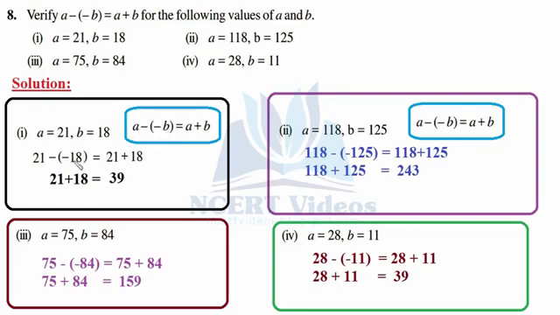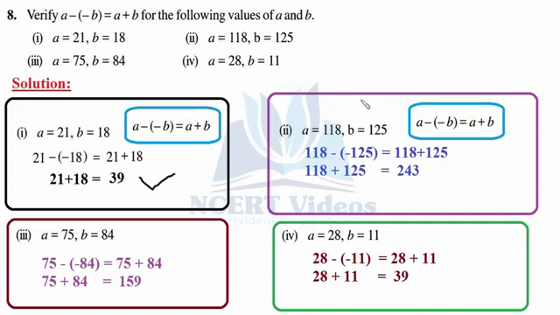Is it true? Well, yes, we have studied earlier. Minus minus is plus. So 21 plus 18 gives you 39. Hence it is verified. You can see here minus minus is plus. Left hand side equal to right hand side. This is your right hand side, and when you add 21 plus 18, it is equal.